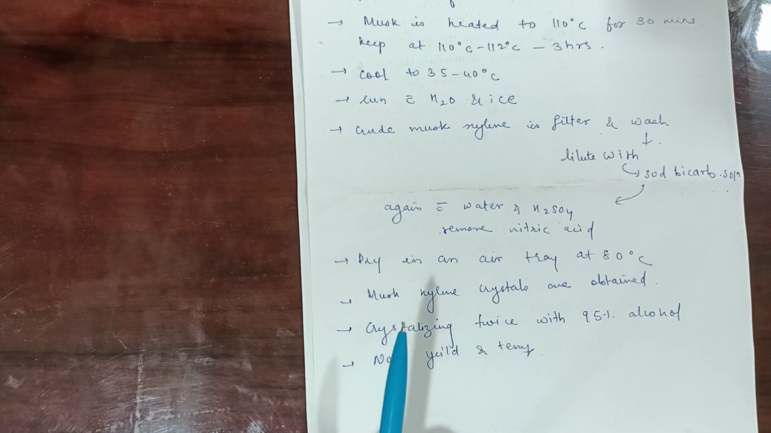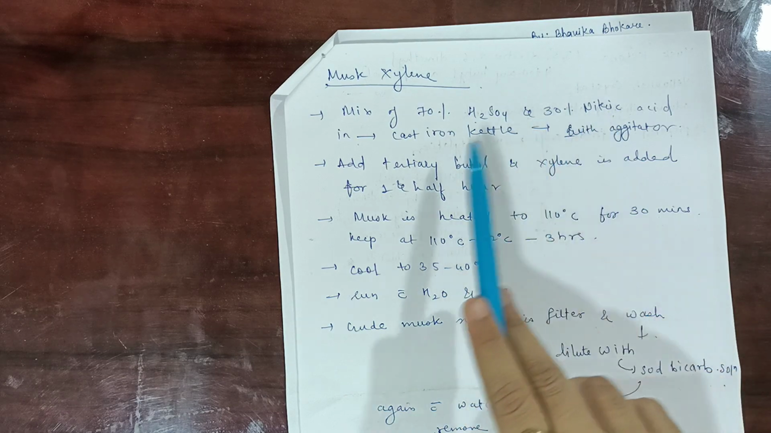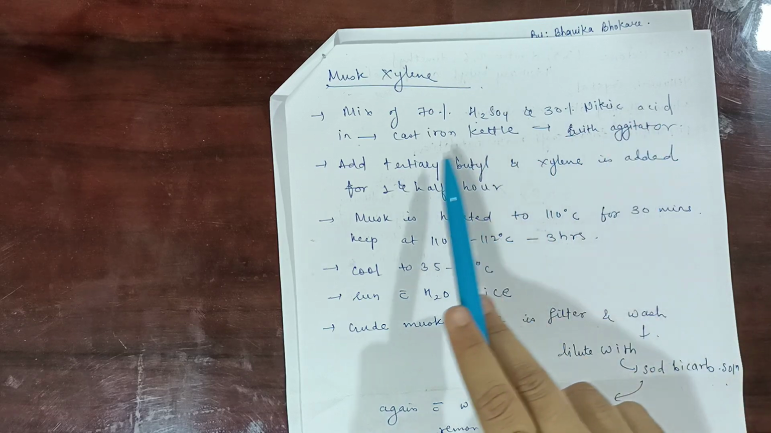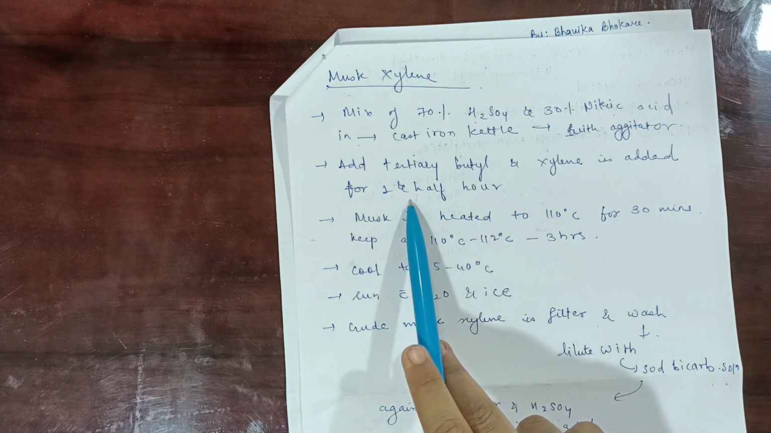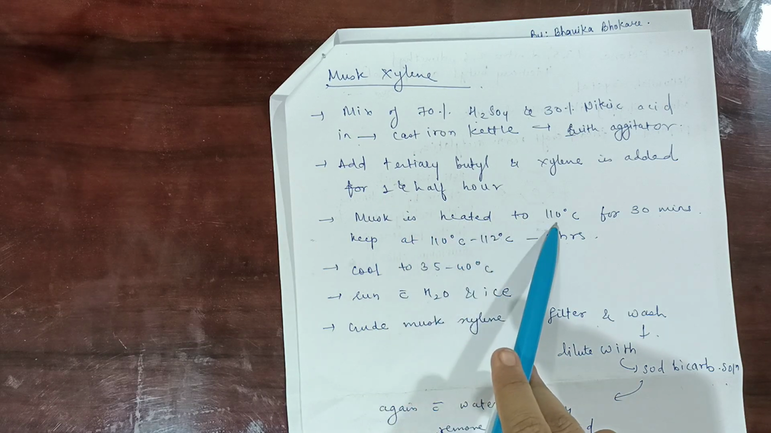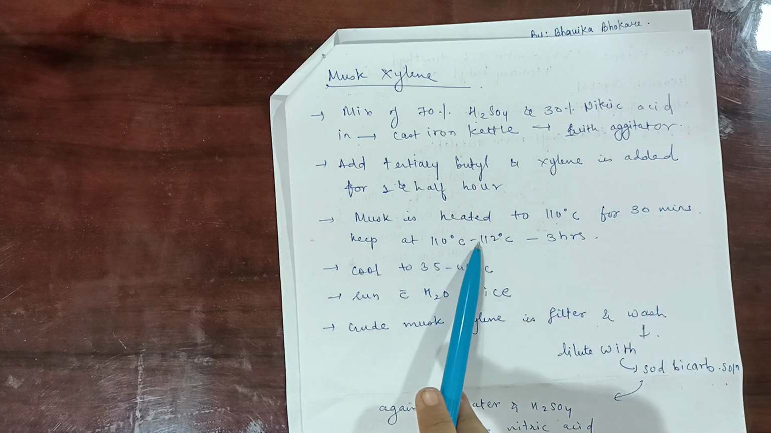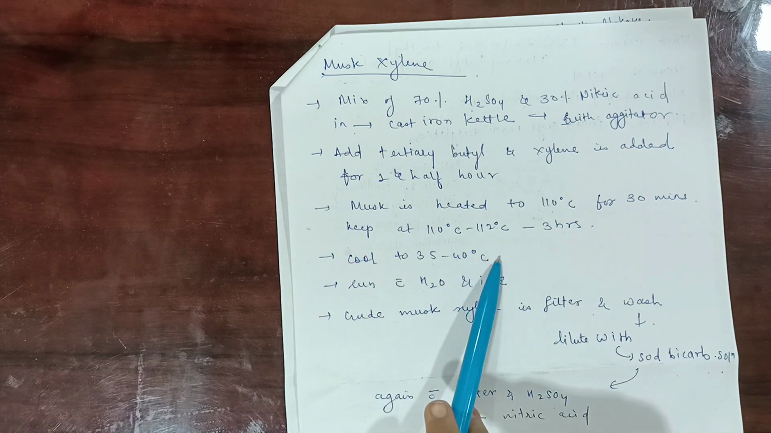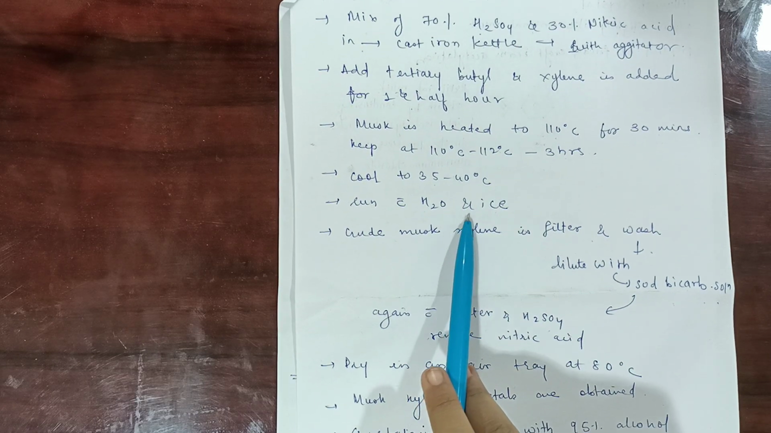Again what we have to do? We have to take 70% H2SO4 with 30% nitric acid, in which kettle? In a cast iron kettle, which is equipped with an agitator. To this you have to add tertiary butyl xylene and mix for 1.5 hours. Then this musk mixture is heated to 110 degrees Celsius for 30 minutes. And again it is kept at 110 to 112 degrees Celsius for 3 hours. Then you have to cool this mixture to 35 to 40 degrees Celsius, and run it into water and ice.